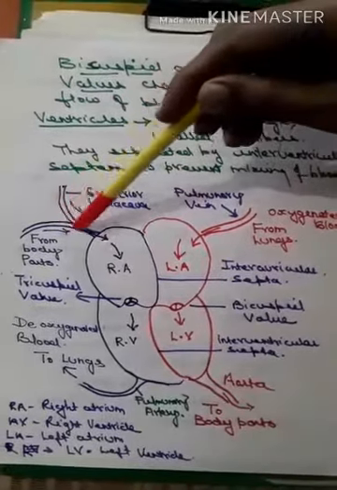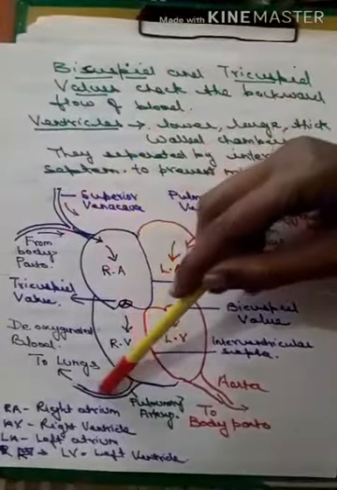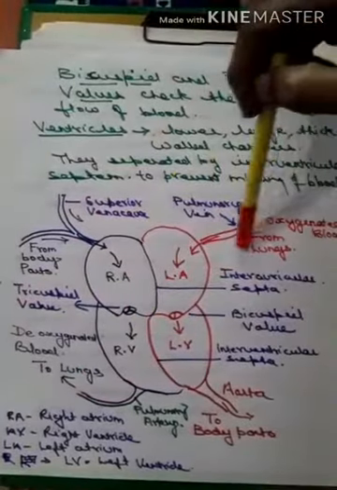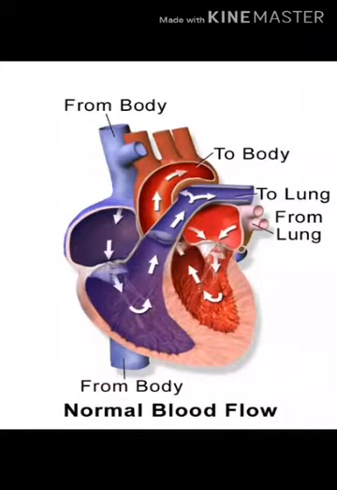You can see how blood comes from different body parts, passes through the heart, goes to the lungs, and from the lungs comes back and then again goes to the body parts. Students, I would like all of you to draw the structure of the human heart and show me.